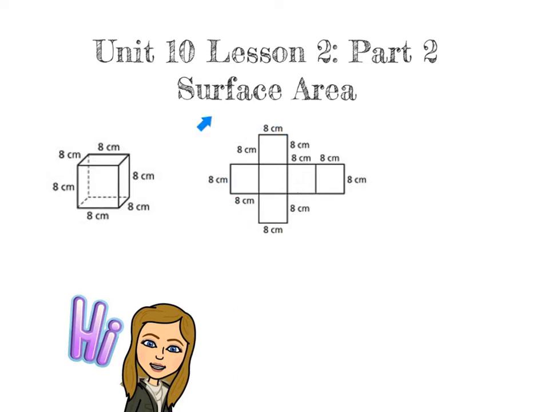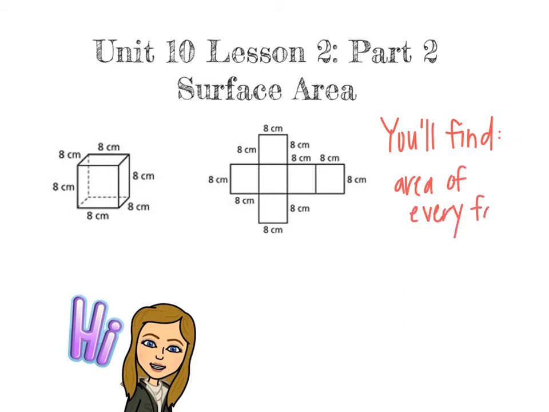When you find surface area, you have to find the area of each face in the solid figure and then add those totals up together. So I'll write that down. So you'll find a couple of things because there are so many steps. So, area of every face, and then add it all together.